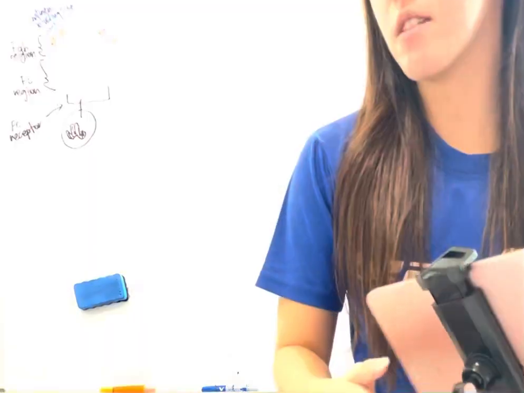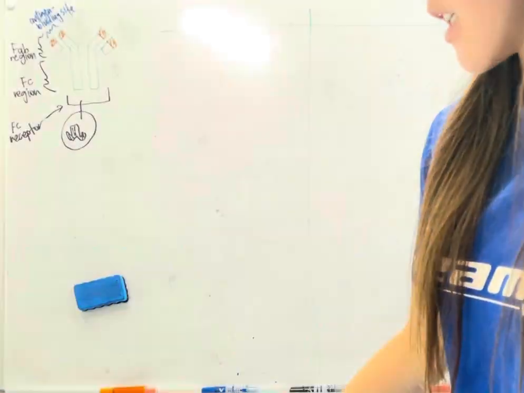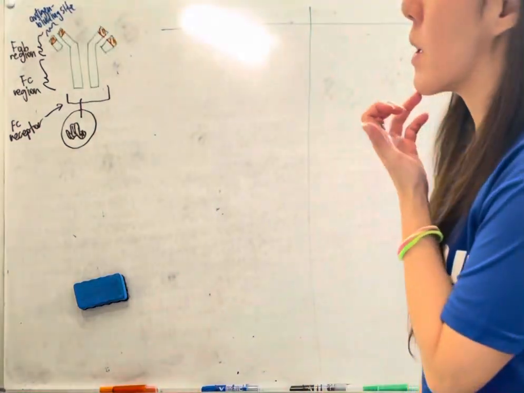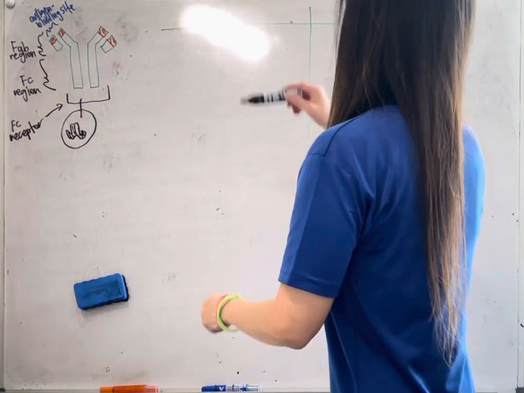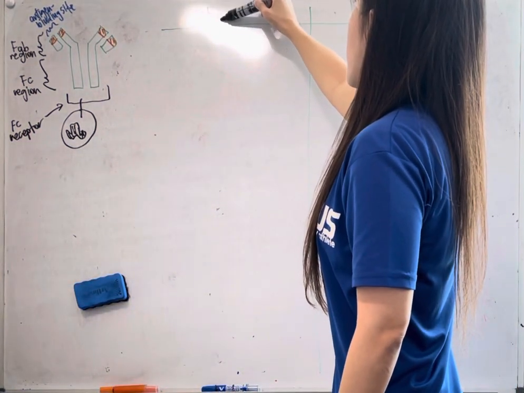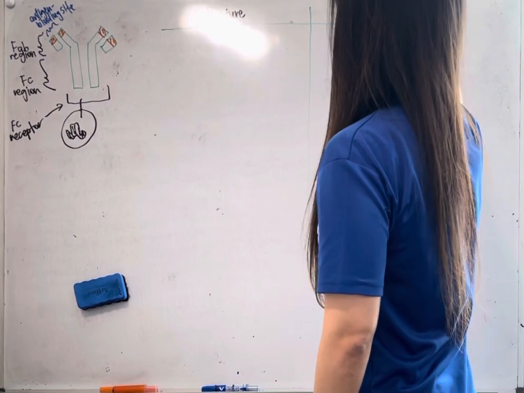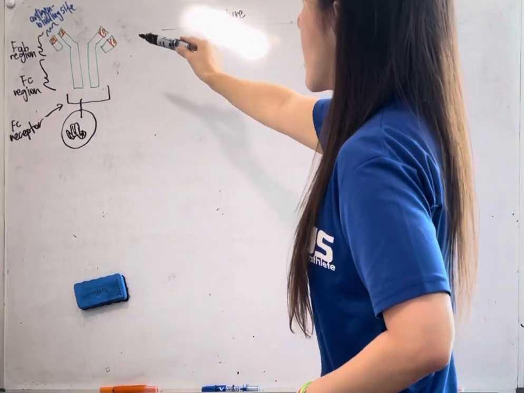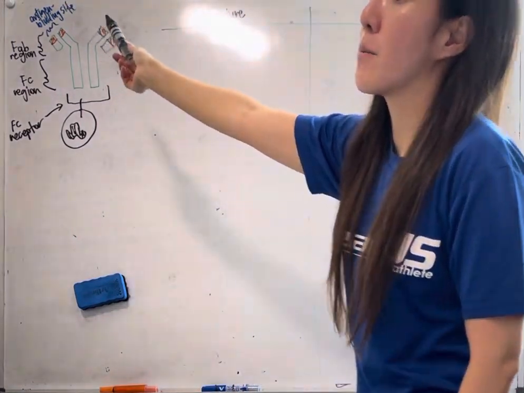But let's talk about these antibodies. How do we know the function and what is it related to the structure? So first one, we can see, some of you, can you tell me right now? The first thing we can see for these antibodies is the Fab region.